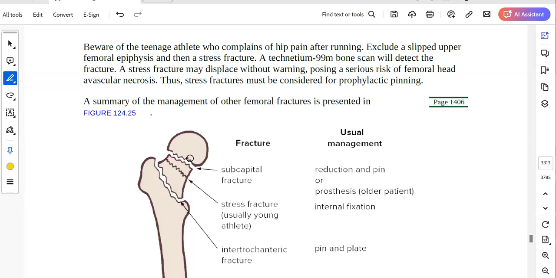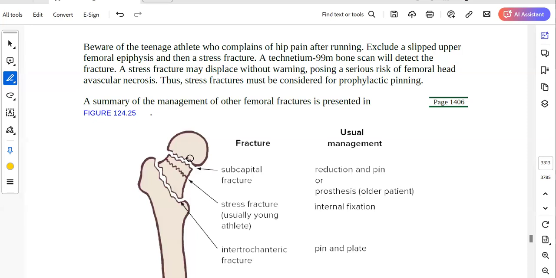Now, if a young patient who is athletic is complaining of pain in the hip joint, you have done an X-ray, nothing came up, but still the patient is in a lot of pain, and can't even run anymore because of the pain. You would not just stop there.